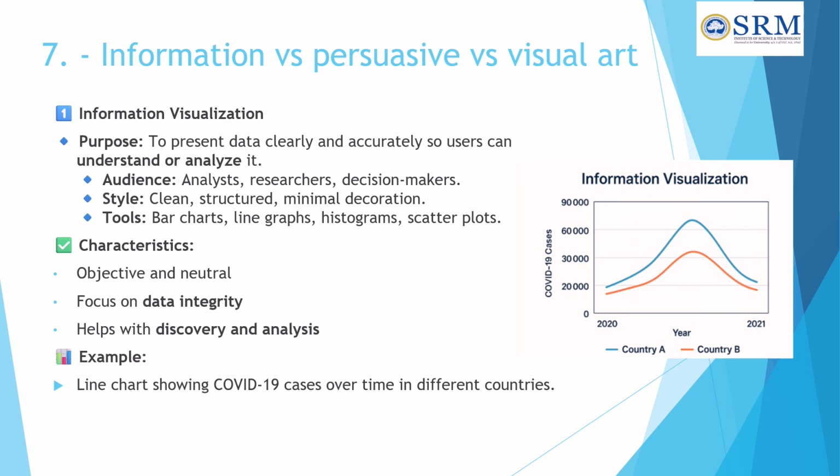Information versus persuasive versus visual art. Information visualization is all about presenting data clearly and accurately so people like analysts, researchers, and decision makers can understand and analyze it easily. It uses clean and structured designs without unnecessary decoration, focusing on honesty and data integrity. Common tools include bar charts, line graphs, histograms, and scatter plots. For example, a line chart showing COVID-19 cases over time in different countries helps experts discover trends and make decisions based on the data.